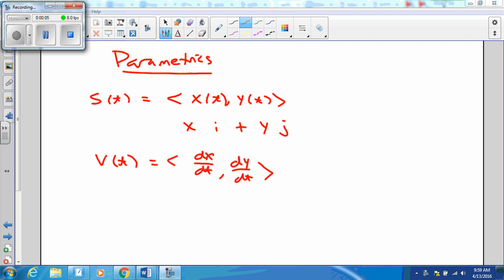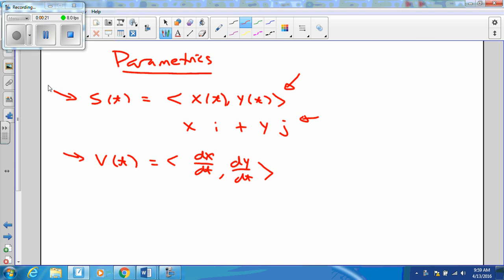The parametric equations almost always show up in terms of motion along a curve. And so we have a position, x of t, y of t, and you may write it either in angle bracket form or in terms of the unit vectors i and j. The velocity is going to be the derivative of position. So I can literally write that as ds/dt, meaning dx/dt comma dy/dt.